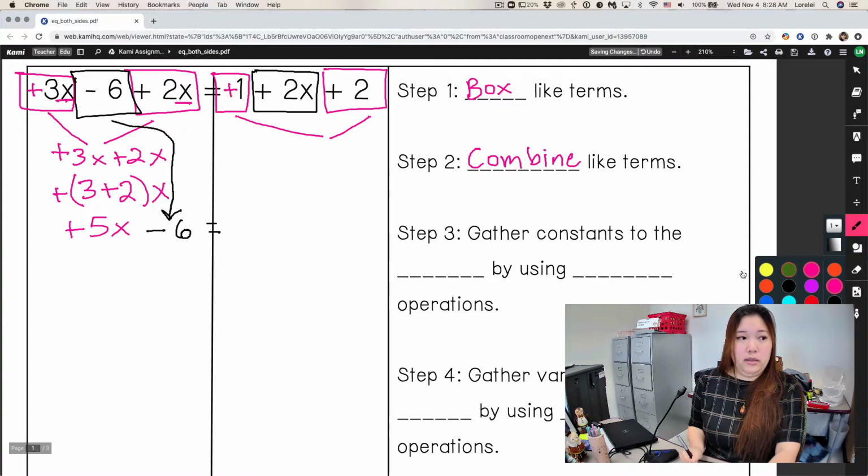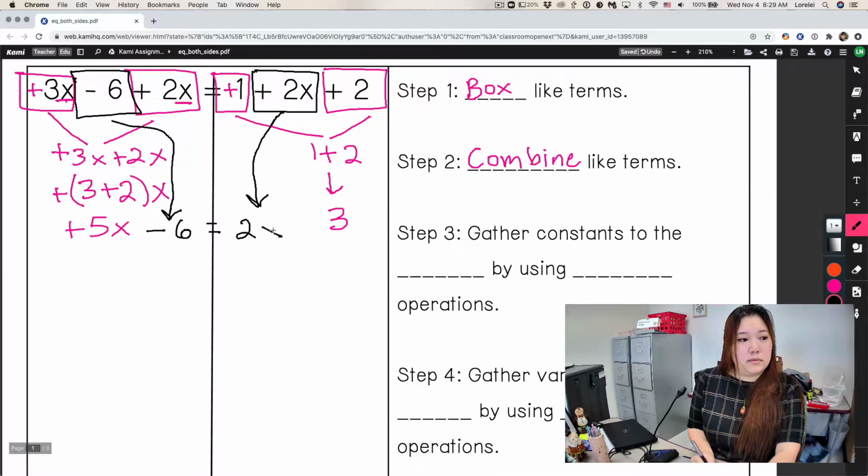On the right side, we have this 1 plus 2. 1 plus 2 is 3. Let's bring it down here just so they're all in line. 1 plus 2 equals 3. And we'll bring down this 2x that we didn't do anything with. Forgot the plus sign, so this is positive, so this is also positive.